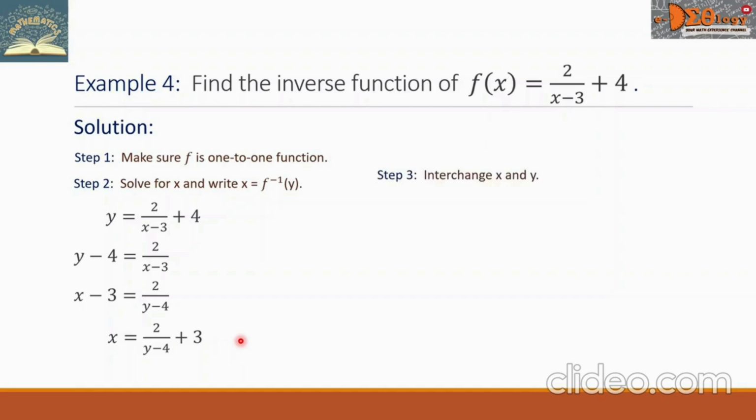Then step 3. We interchange x and y. That means x becomes y and y becomes x. So this equation now is y equals 2 over x minus 4, then plus 3. Now we change this y by the f inverse of x. We have this equation. This is the inverse function of this given function.